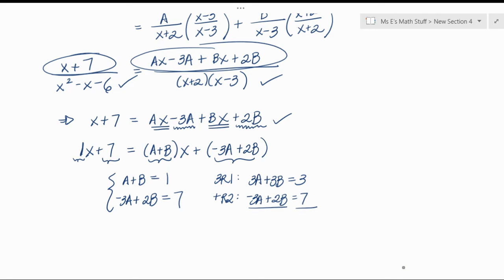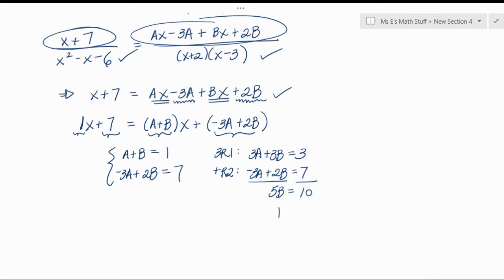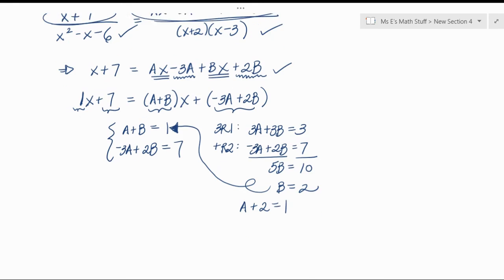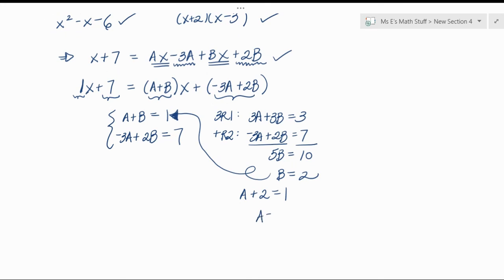And then notice what I get. I get 0 a's, which was why I did that. And then I get 5 b's, and it should equal 10. And what does that mean about b? It means b is number 2. And now that I know what b is, I could back substitute into either equation. I like equation 1 for its simplicity there. And so I'm just going to put 2 in for the b, and it would say a plus 2 has to equal 1. I'm going to subtract 2 over, and it says a would equal negative 1.